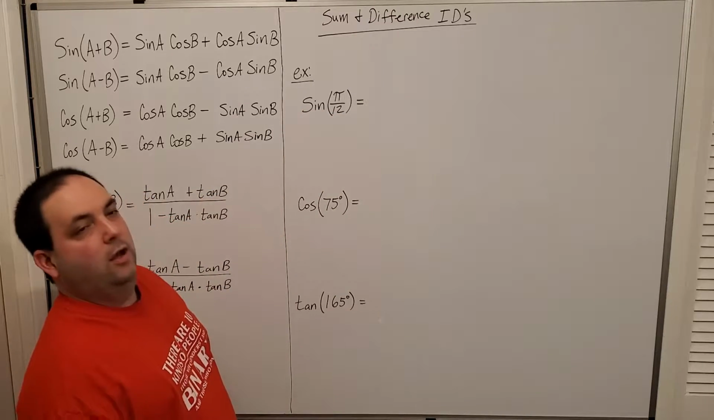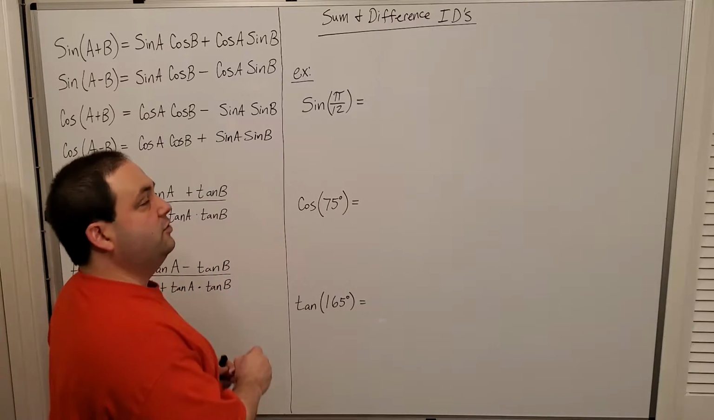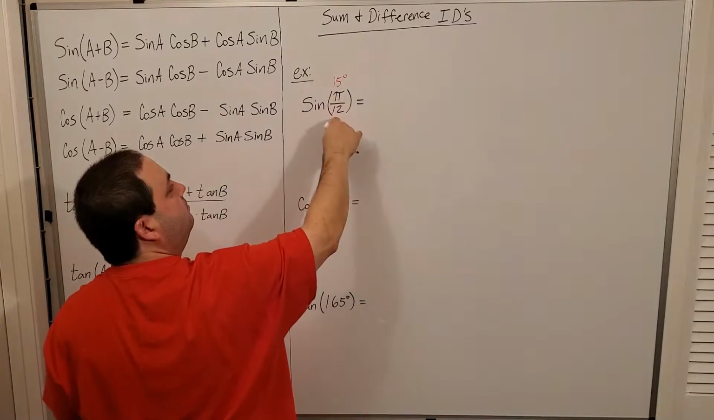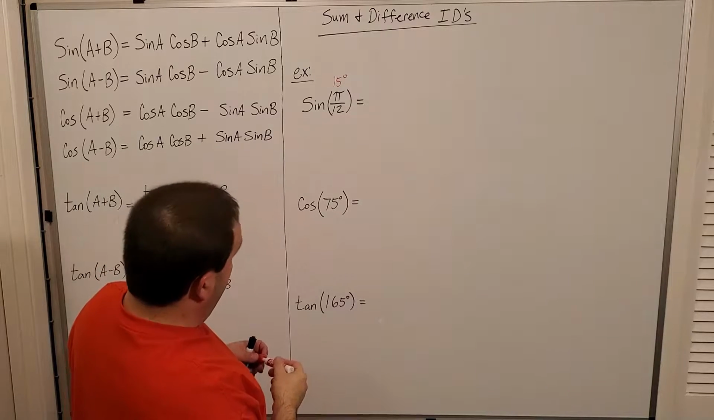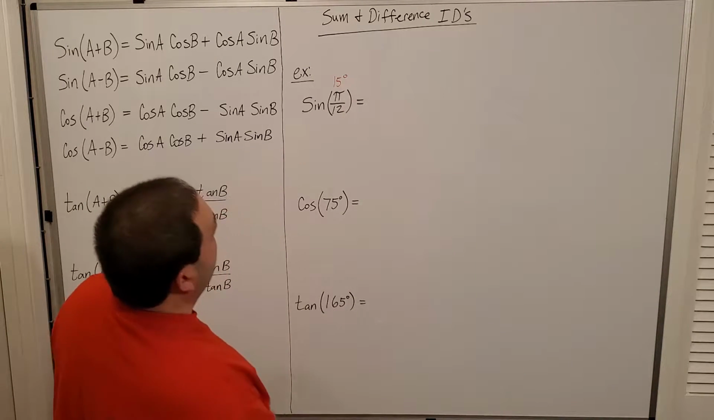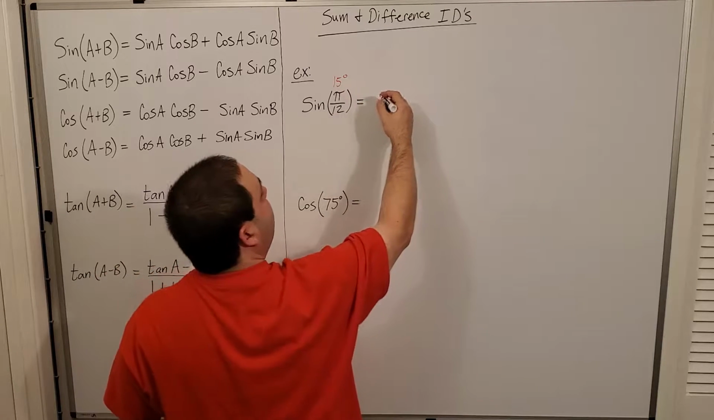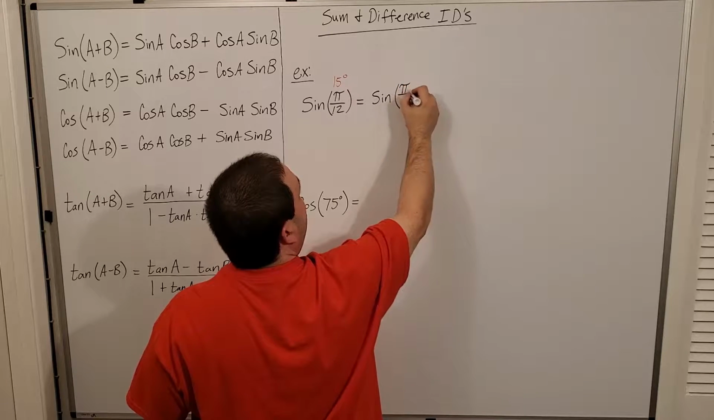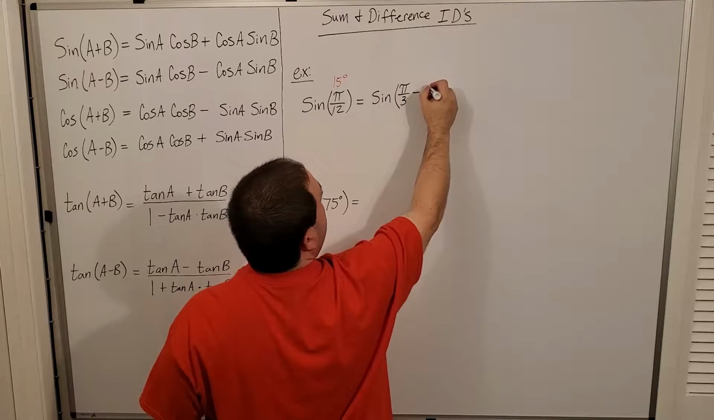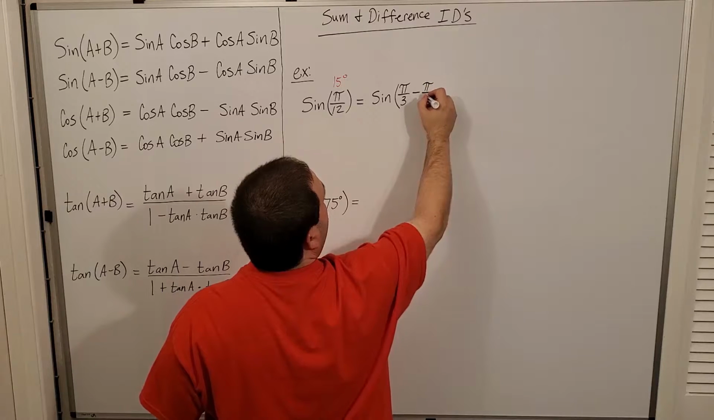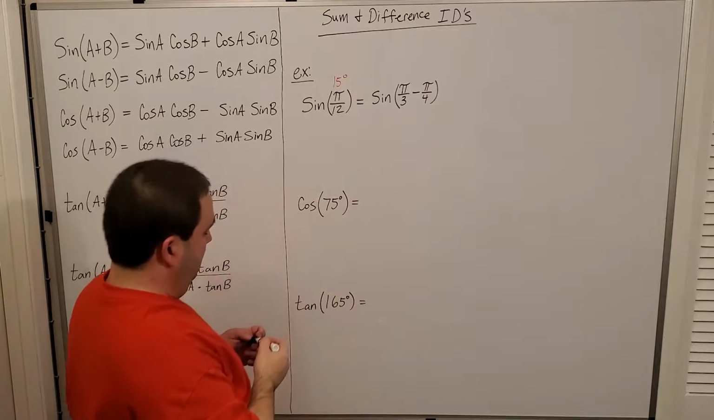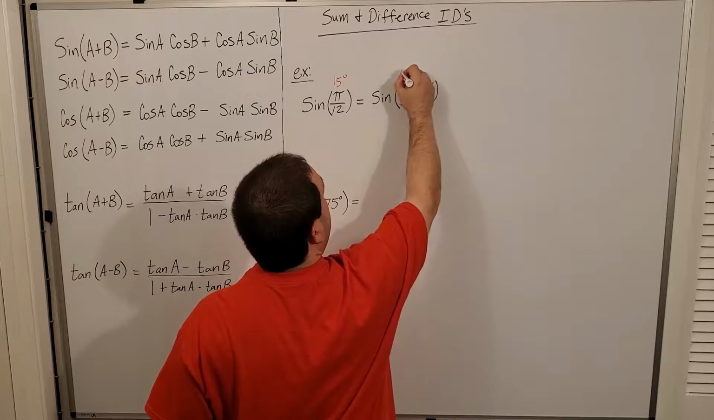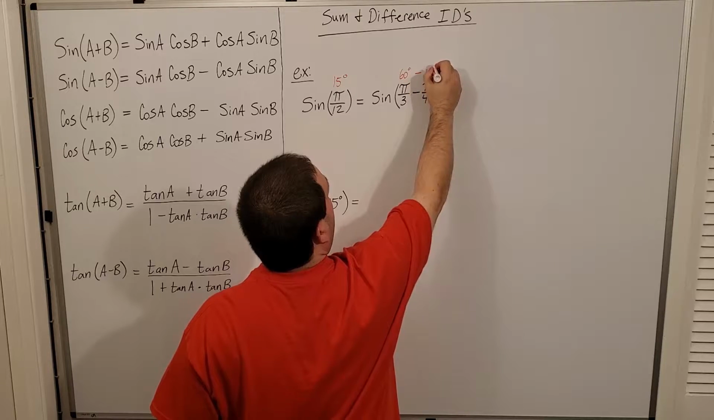Sine of pi over 12, okay, incidentally, pi over 12 is 15 degrees, right? Half of 30. So half of pi over 6. The way I'm going to do this is I'm going to find the sine of pi over 3 minus pi over 4. Okay? Incidentally, in degrees, that's going to be 60 degrees minus 45 degrees.